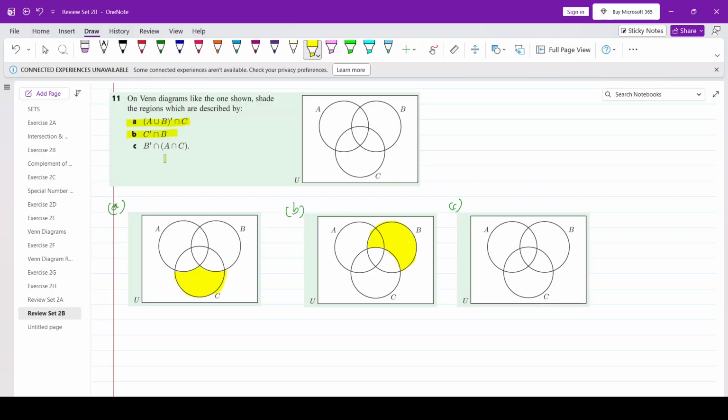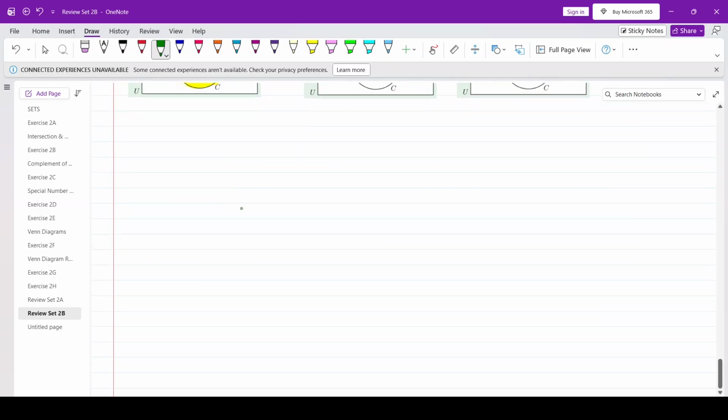This done. Now A intersection C but not B. A intersection C is this whole region. Now the question says A intersection C but not B. So from this region, B is this part. We can say the question is asking us only this region, A intersection C but not B. So this is our answer.